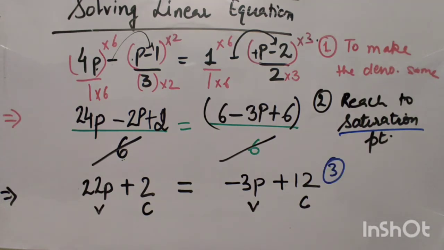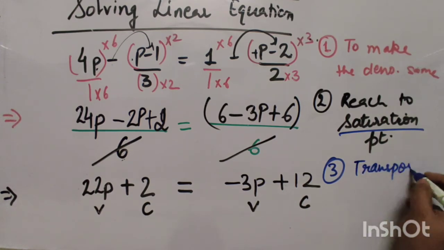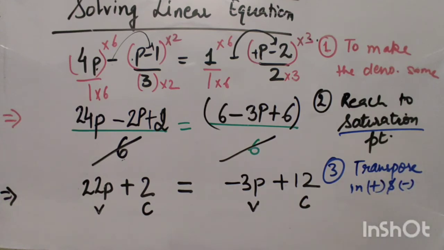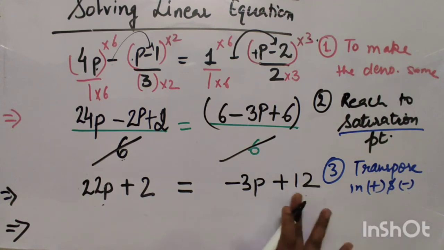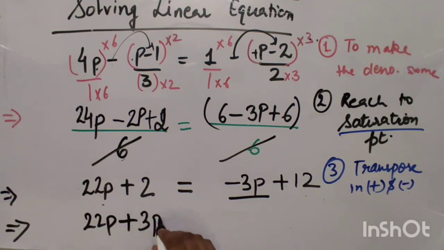Now point number 3. In point number 3 we will transpose, in addition and subtraction, so that we get the constant at one side and the variable at the other side. So I am going to write it here. 22p is a variable, so I'll get it here, and it will become positive. 12 will remain 12 only. It is a positive 2, so it will become negative 2. So now we have transposed.